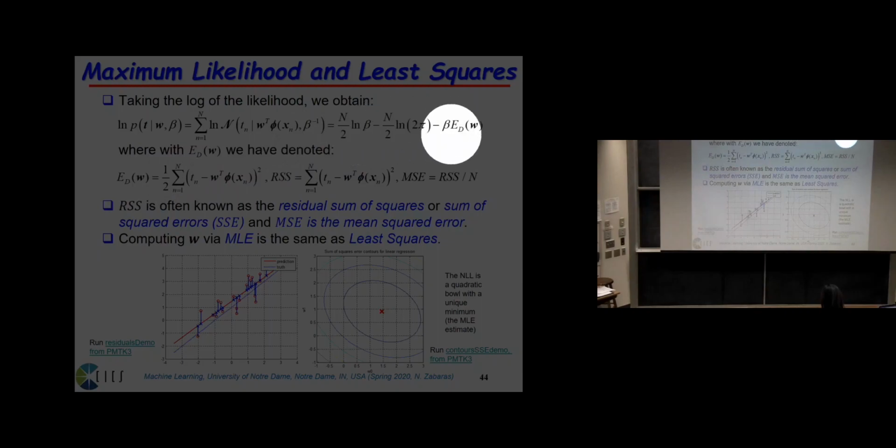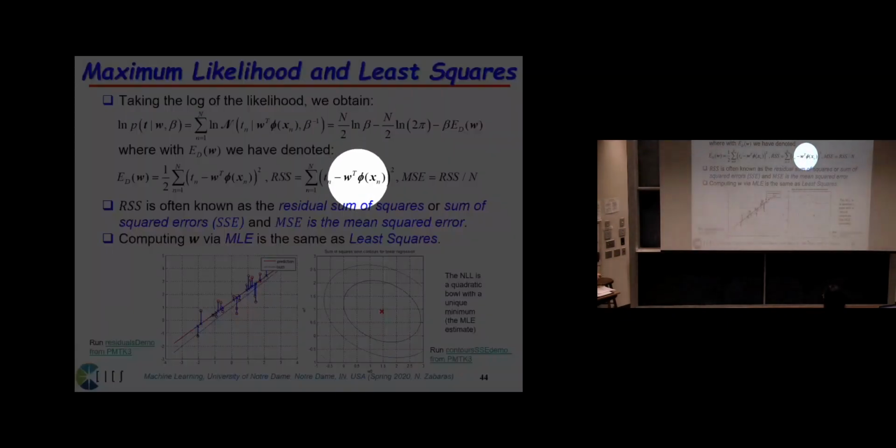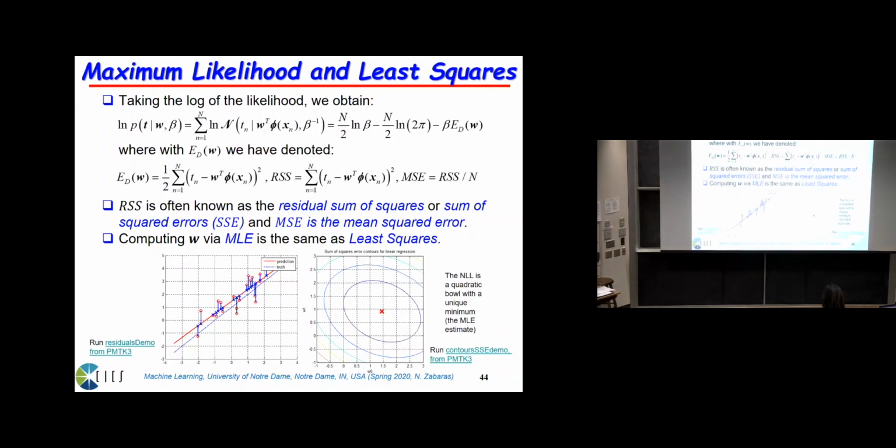Again, when you expand the exponential of the Gaussians, you're going to get this error function. This summation is what's called the residual sum of squares. This is extremely important terminology. This is what the regression function does at each training data xn. And the residual that you get at each xn is Tn minus the regression function. So this is the residual sum of squares.